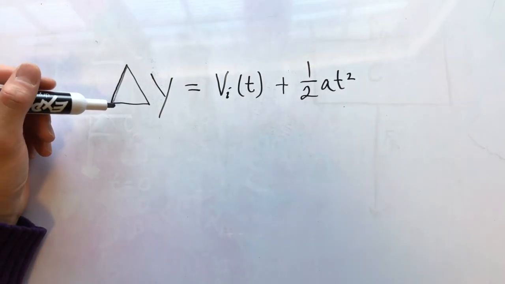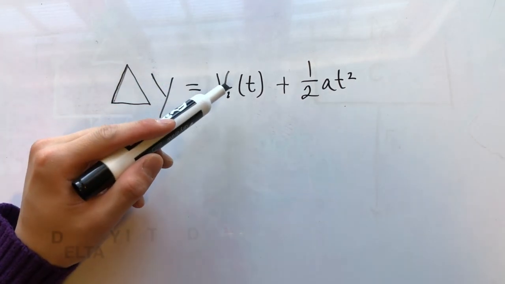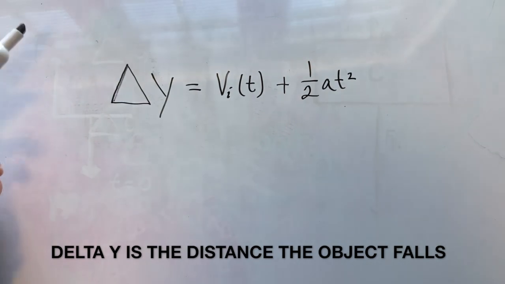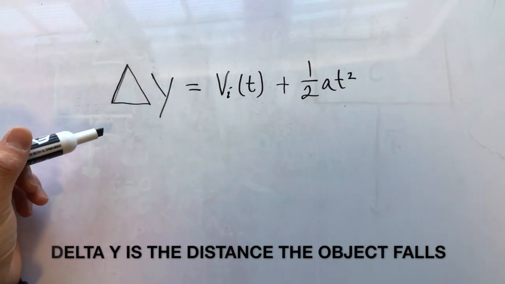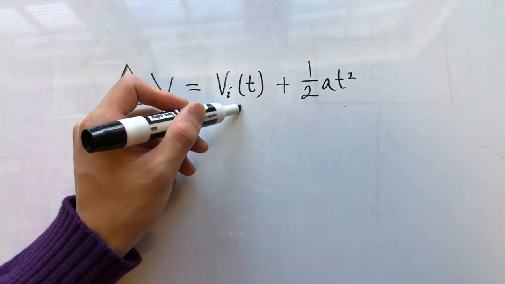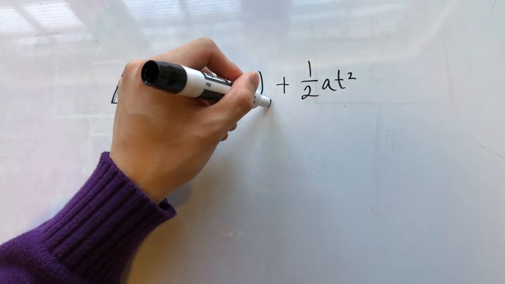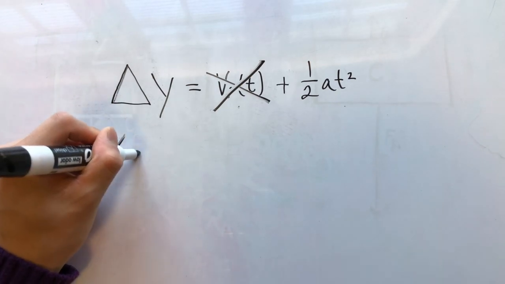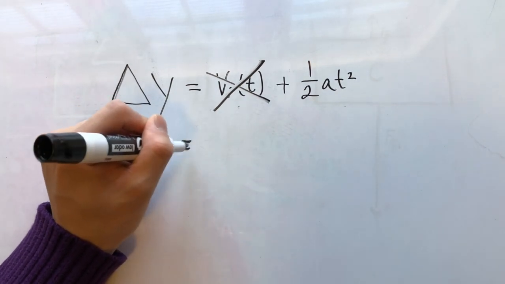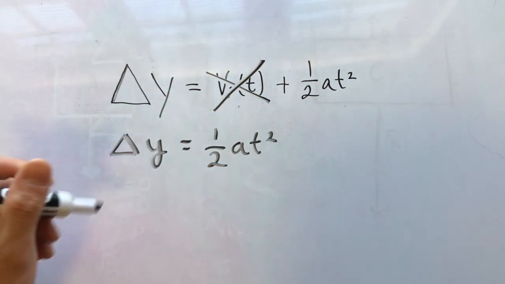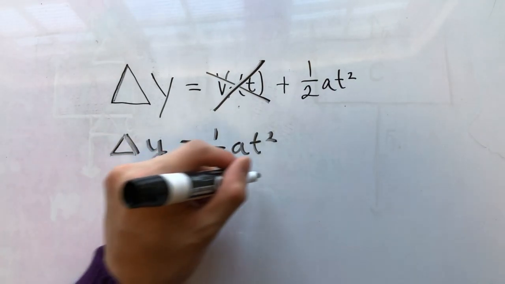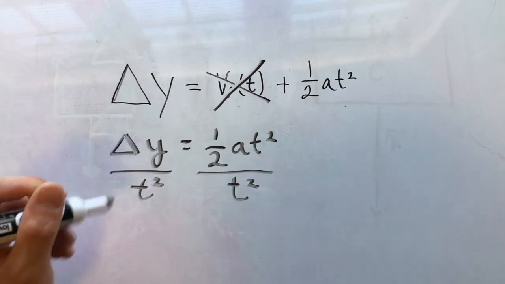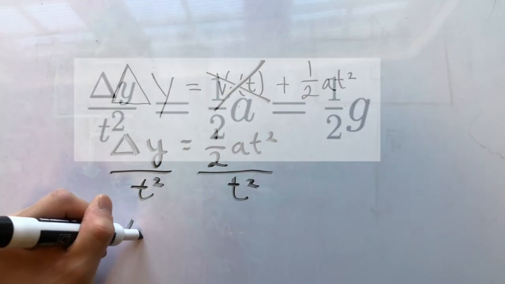We know from kinematics that the change in y is equal to the initial velocity times time plus a half at squared. But we know that when we drop an object from rest, its initial velocity in the y direction is 0. So we can ignore this term. Then we can set change in y equal to a half at squared. Then all we have to do is divide both sides by t squared. And if we graph change in y over t squared, we'll get a half a.